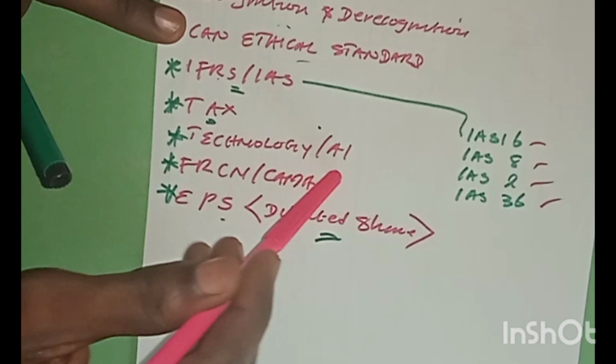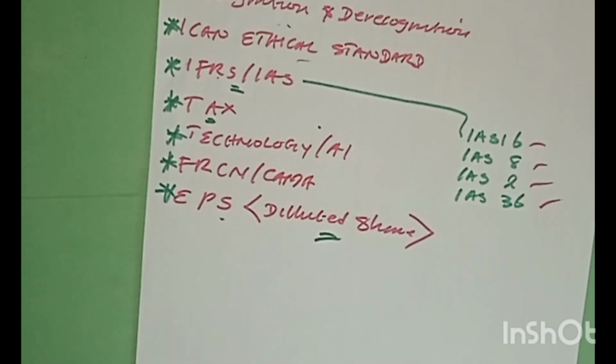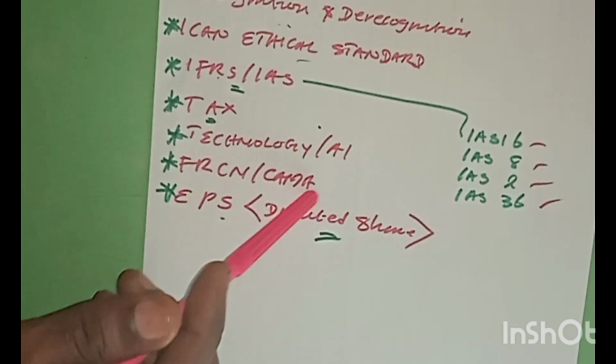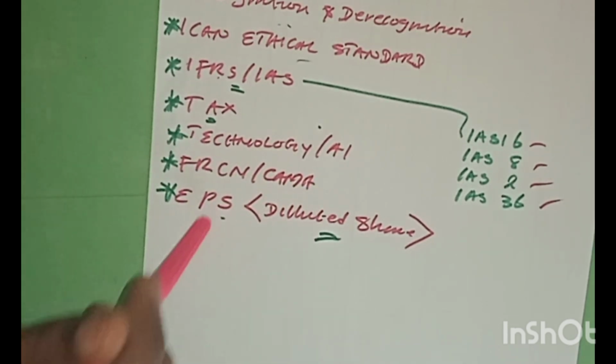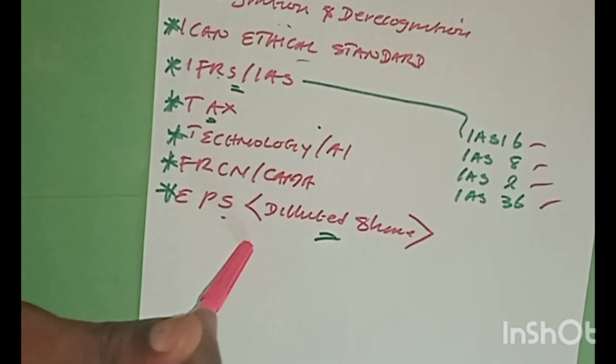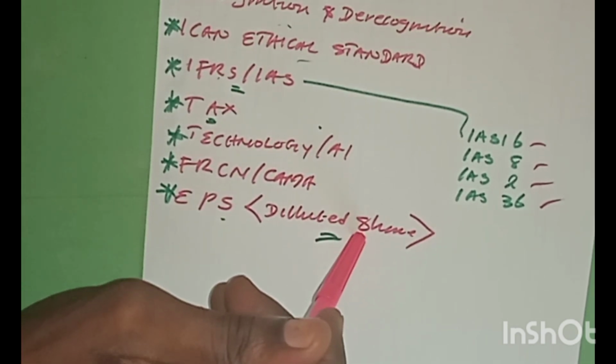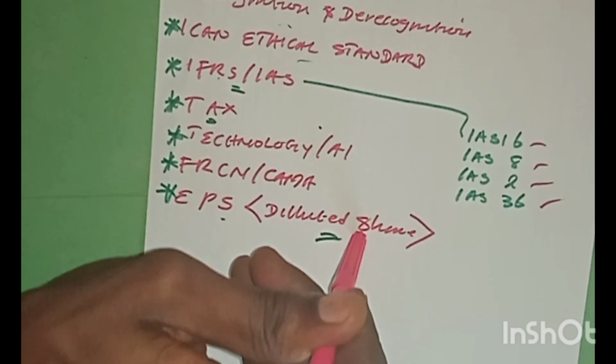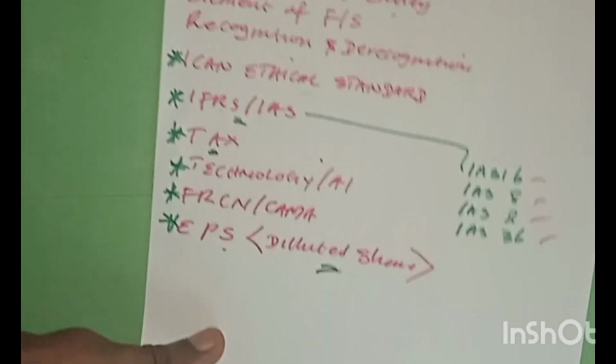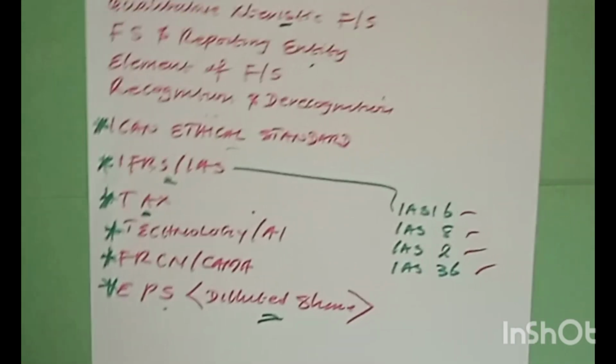Now, technology and AI. How do you incorporate technology into accounting? How do you incorporate AI into accounting? They might ask that question. They do ask it. Yes. Financial Reporting Council of Nigeria, like FRC, read it up. Earnings per share. If they must ask any question here, it must be on diluted shares. Hello, are we together? Yes. Now, these are the current issues.